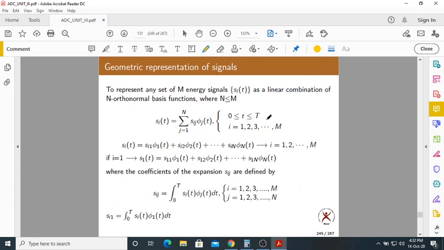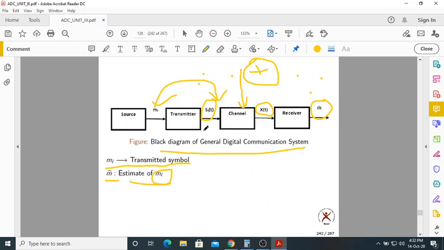Now, here is the geometric representation of signals. I told you already that we need to represent these signals and noise geometrically. Geometrically means generally a 2-dimensional or 3-dimensional space. Now here the transmitter is producing some signals S1 of t, S2 of t, S3 of t, and so on, Sm of t. It is producing M signals. What kind of signals? Energy signals. So this transmitter is producing M energy signals.